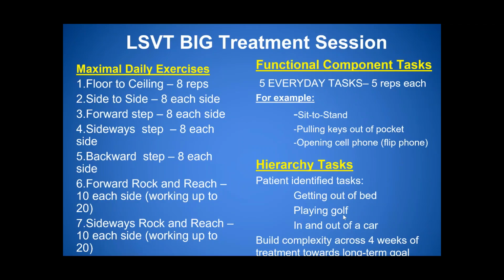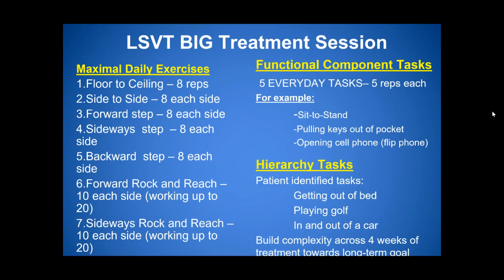The next part of the treatment is called functional component tasks, and these are 5 things that your therapist will sit down and help you work out, things that are important to you to be able to continue to do. One of our therapists always asks, what brings you joy in life? And typically that might be something like getting outside or walking with my colleagues. So you identify 5 things that are important to you, and you do those things every day, and you do each thing 5 times.